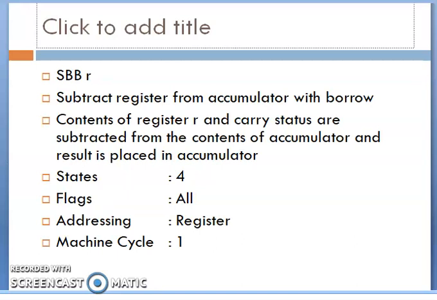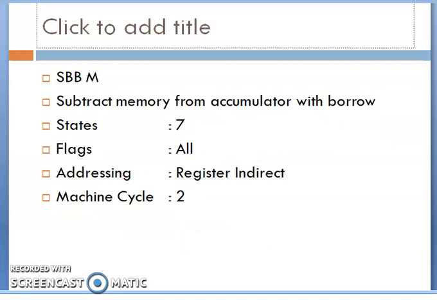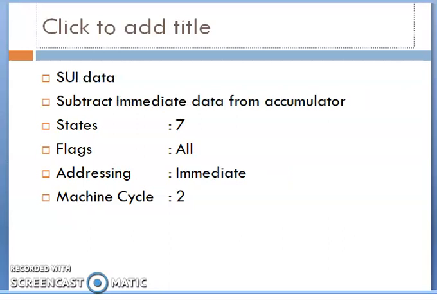Then SBB R means subtract the contents of the register from the accumulator along with borrow. That is A = A - R - CY. Addressing is register addressing. Number of machine cycles 1, states 4, and all the flags are affected. SBB M means subtract memory from the accumulator along with borrow. Register indirect addressing. Number of machine cycles is 2 and the number of states is 7, and all the flags are affected by this instruction.